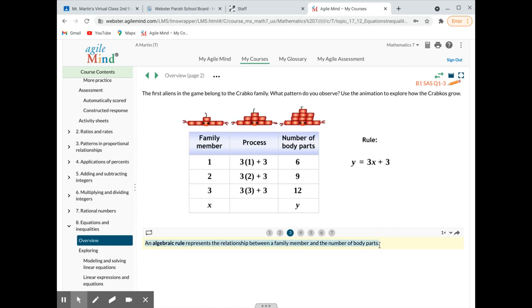All right, so if you would, let us know what that says right there, Samantha, or anyone else that can help her. An algebraic rule represents the relationship between a family member and the numbers of body parts. Perfect.